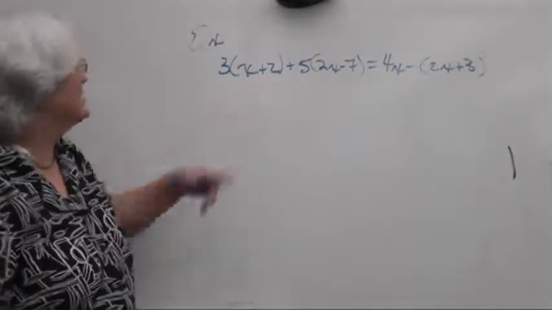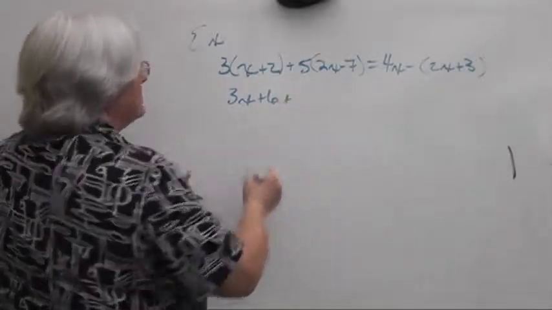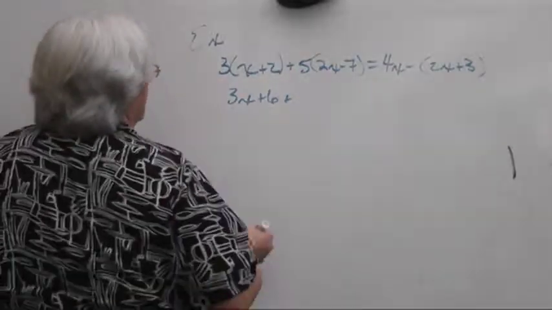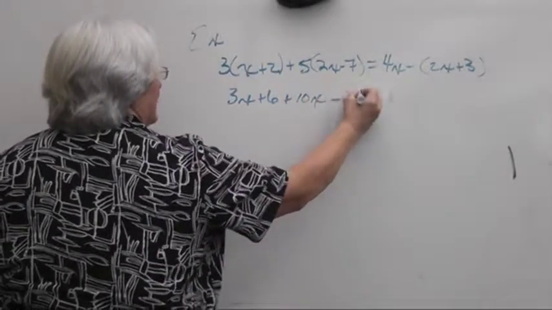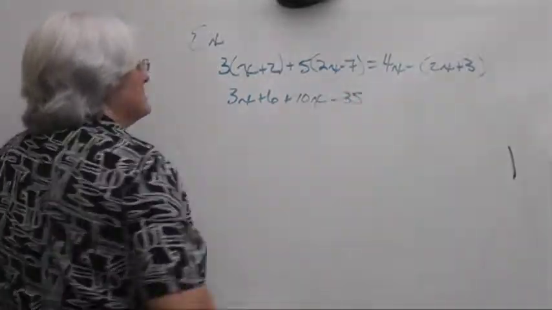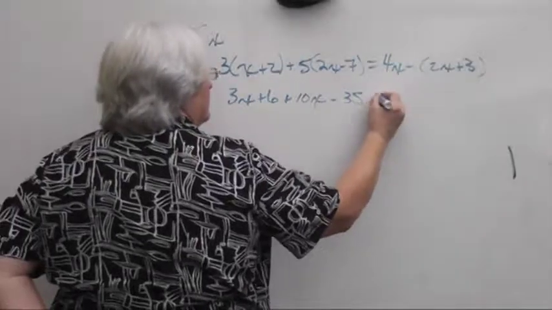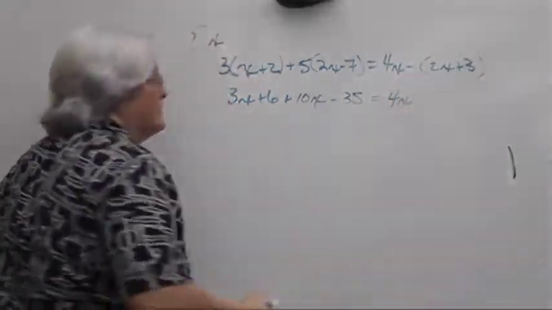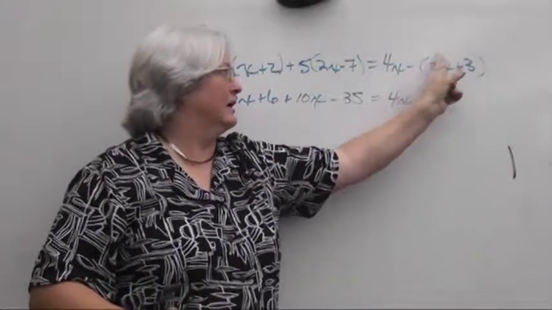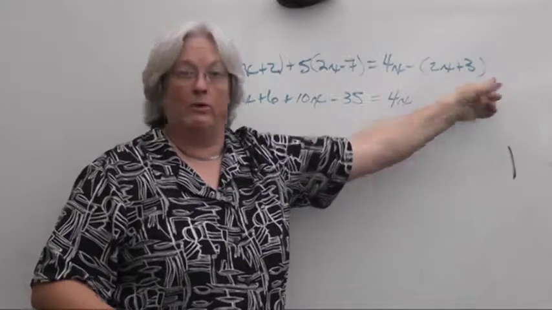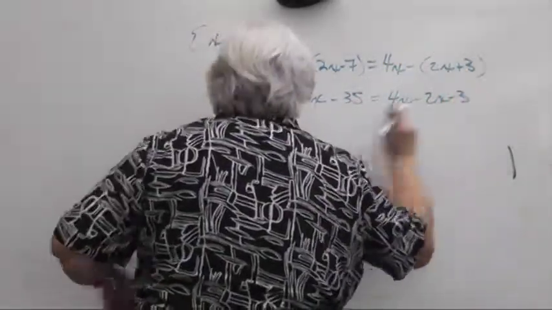3 times the quantity x plus 2 is going to give you 3x plus 6 plus 5 times the quantity 2x minus 7. 5 times 2x is 10x. 5 times the negative 7 is negative 35. All of that now is equal to 4x minus the quantity. We're distributing a factor of negative 1. So when we remove those parentheses, you have minus 2x minus 3.